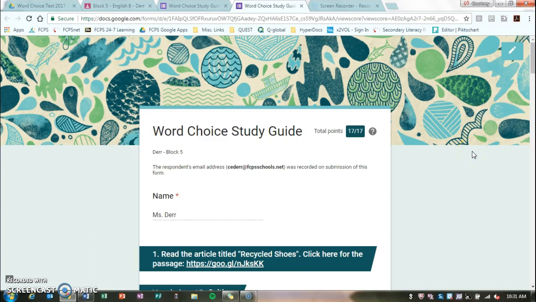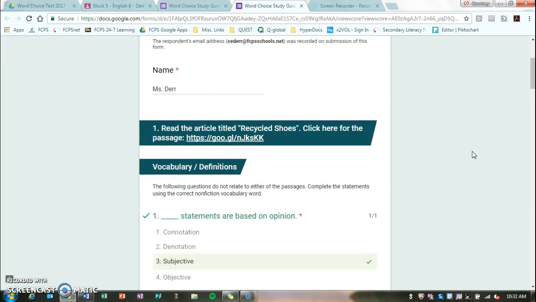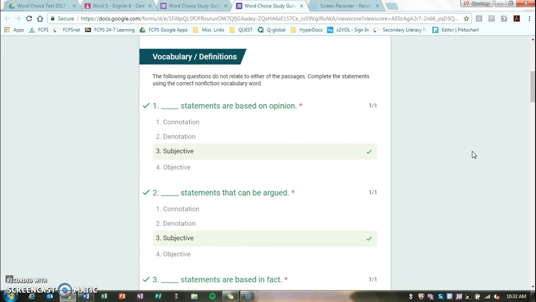Hello, this is the answer key to your word choice quiz study guide. After you've taken the quiz, you should see where it says see your results, and it should tell you what questions you have answered correctly and which ones you answered incorrectly. I'm going to go through and show you the correct answers and talk to you about why they are correct. The first part is about vocabulary and the definitions of the terms that you will be quizzed on.